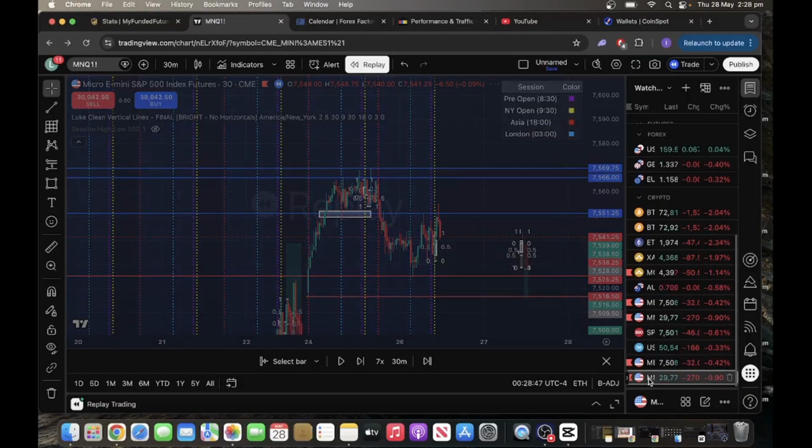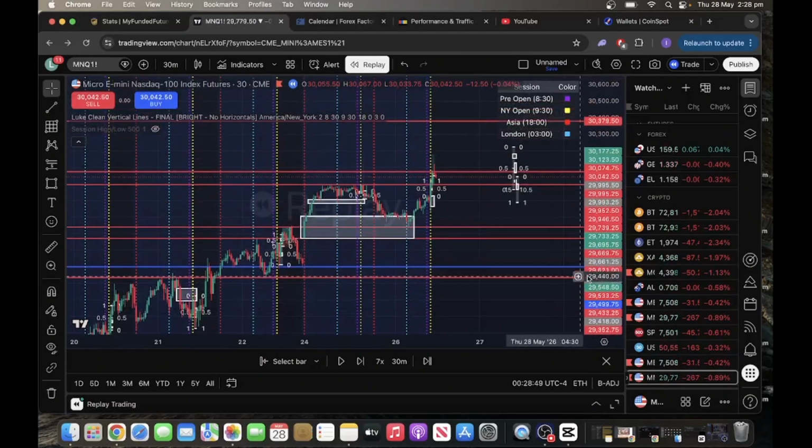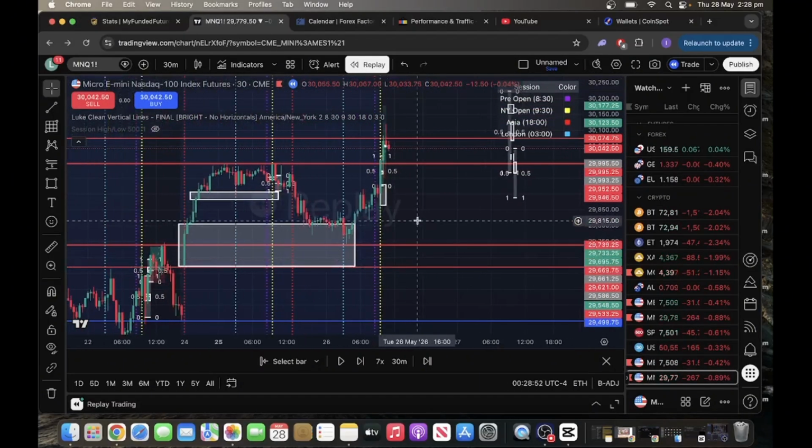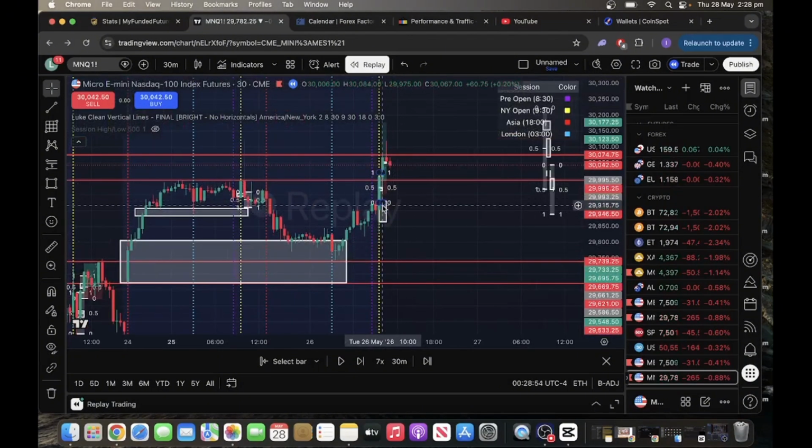On NQ though, when market opened, we were sitting here and we just had these all-time highs. So you can disregard this red line here. I will explain a little bit more in depth why that's there shortly. So that's me marking out all of the liquidity.